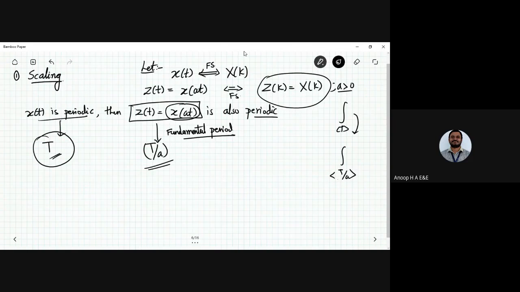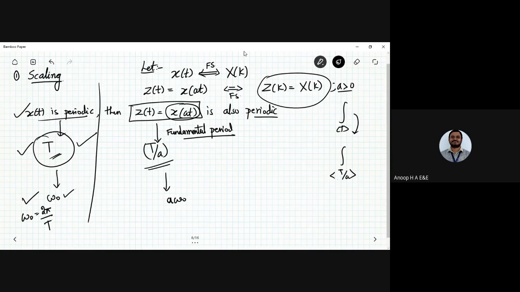Okay, so the frequency will be omega naught in the case of x of t, and for this one, the frequency will be a into omega naught. Observe this carefully. How did I write it? If x of t is a periodic signal, its fundamental period is t and its frequency is omega naught. Omega naught is equal to 2 pi divided by t, and it is the angular frequency.